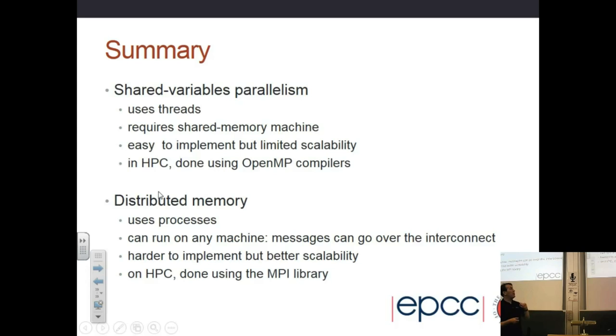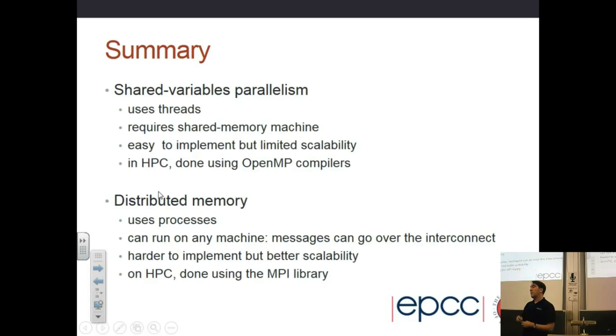Distributed memory, we use processes. You can run it on any machine because the messages can go over the interconnect. In other words, you can run a distributed memory machine that you can scale up to hundreds of thousands of cores. It's harder to implement because you have to recognize when you want to communicate with somebody, you have to send the data and explicitly receive it, and that can be quite problematic. You also have to physically distribute the data. If I've split up the map of the UK, I have to place different pieces on different people's whiteboards, which can be onerous.